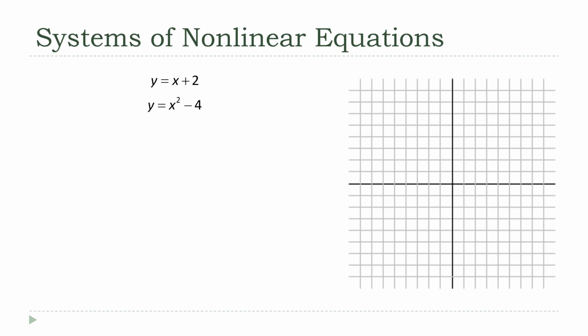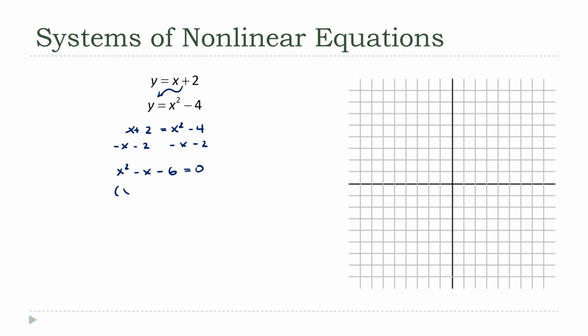So both of these equations already conveniently solve for y. So I'm going to use the substitution method here. And I'm going to replace the y in the second equation with x plus 2. Right? It becomes x plus 2 equals x squared minus 4. Now I've got a polynomial equation, which I know how to solve. I'll set it equal to 0, subtract x from both sides, and subtract 2 from both sides. This becomes x squared minus x minus 6 equals 0.